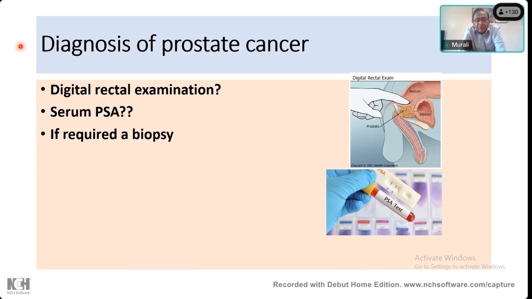Yeah. So I think Srinivas and Shivani, we were talking about how a LUTS patient is diagnosed. So how do we reach a diagnosis of prostate cancer in the clinics with the urologist, with the help of a pathologist? The first thing to do is a digital rectal examination. So what does the clinician do in this? Anybody knows what is digital rectal examination?